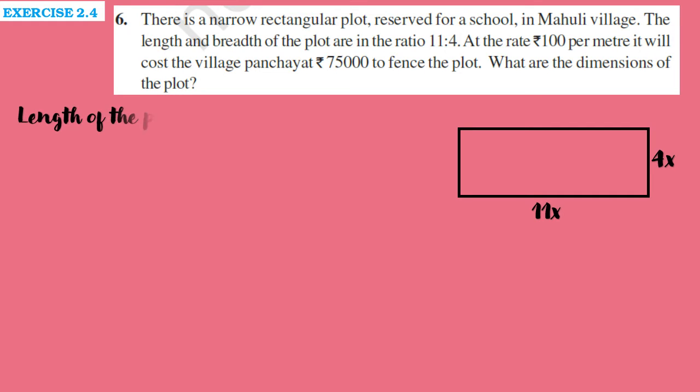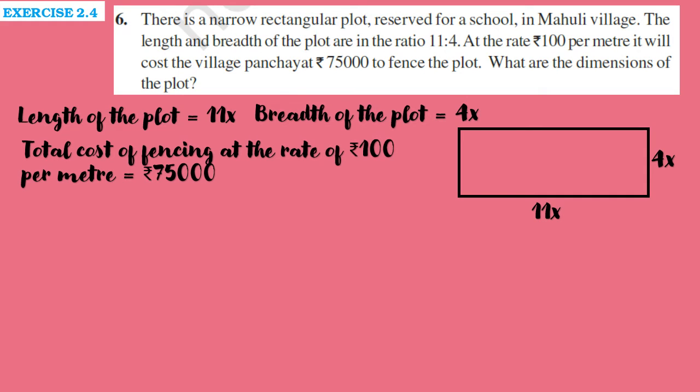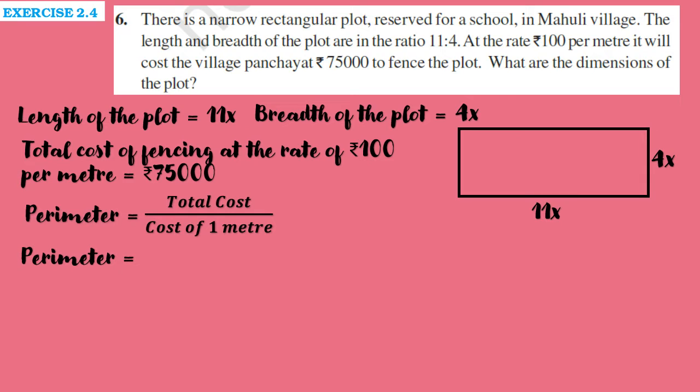Okay, let us do. So length of the plot 11x, breadth is 4x. Total cost of fencing at the rate of rupees 100 per meter, 75,000 rupees. The perimeter is total cost by cost of 1 meter. So perimeter equal to 75,000 by 100, which is equal to 750 meters. 750 meter is the perimeter. So what is the perimeter of rectangle? 2 into (L plus B) equal to 750. What is length here? L equal to 11x, B equal to 4x.